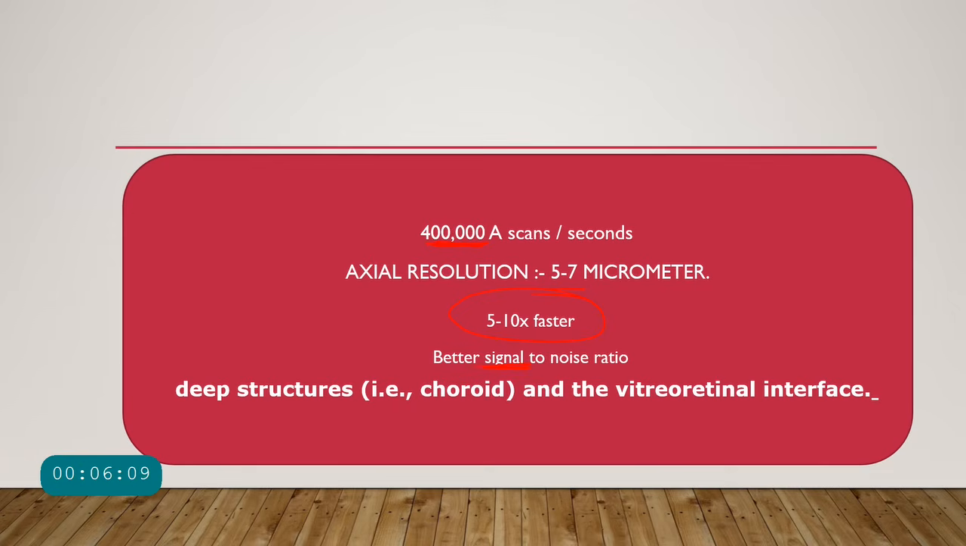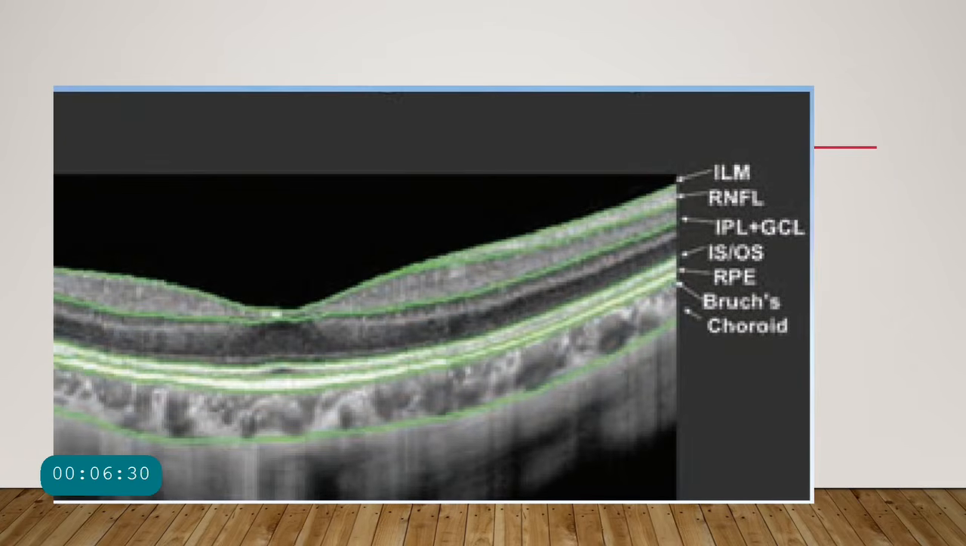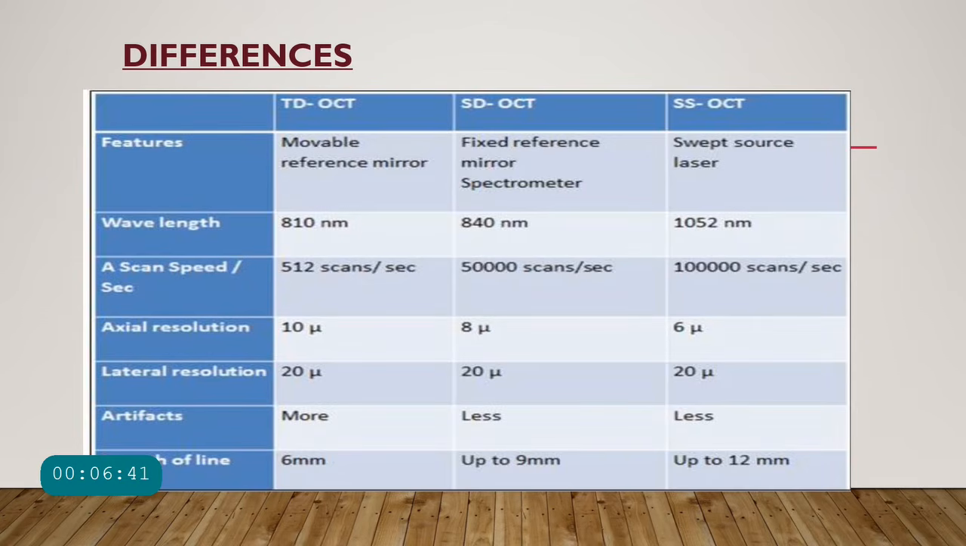Moreover, since you are using a laser, it can penetrate the deeper structures because the wavelength is also very large, about 1050 nanometers compared to the 840 nanometers that was there in spectral domain. So this can penetrate into the deeper structures. So your choroid and even the vitreoretinal interfaces, all of these will be more clear with the swept source OCT. You can see this part over here is the imaging of the choroid. Okay, so this is the RPE and the Bruch's, and below that you can see this choroidal imaging, which is more clear with the swept source OCT.